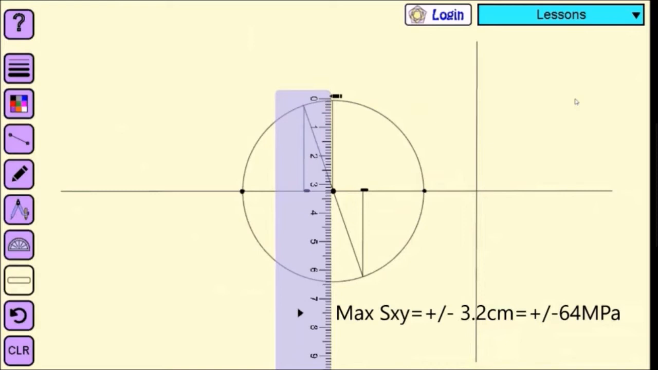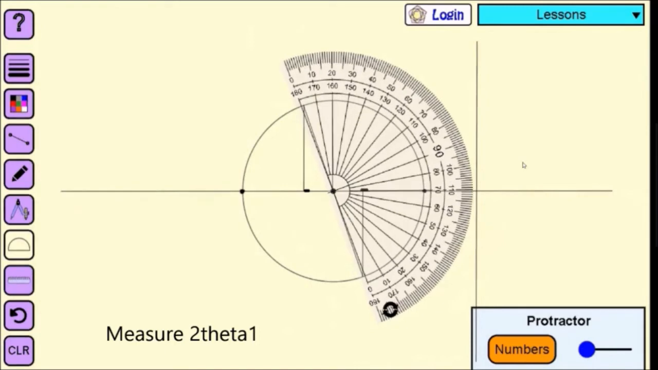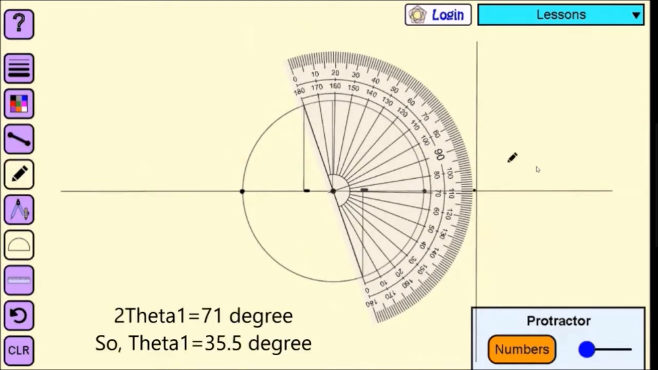Now we have to measure 2 theta 1, and I have told you that 2 theta 1 should be measured from the reference line like this. Observe, I am keeping the protractor, adjusting the protractor to align with the reference line, and measuring the angle from the reference line till the principal stress 1. That will give you 2 theta 1. You will get a 2 theta 1 of approximately 71 degree. So theta 1 will be 71 by 2, which is 35.5 degree.